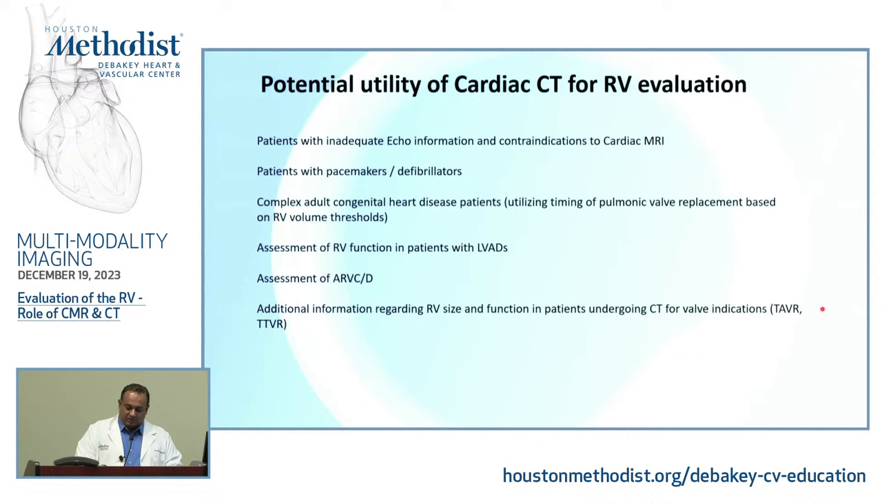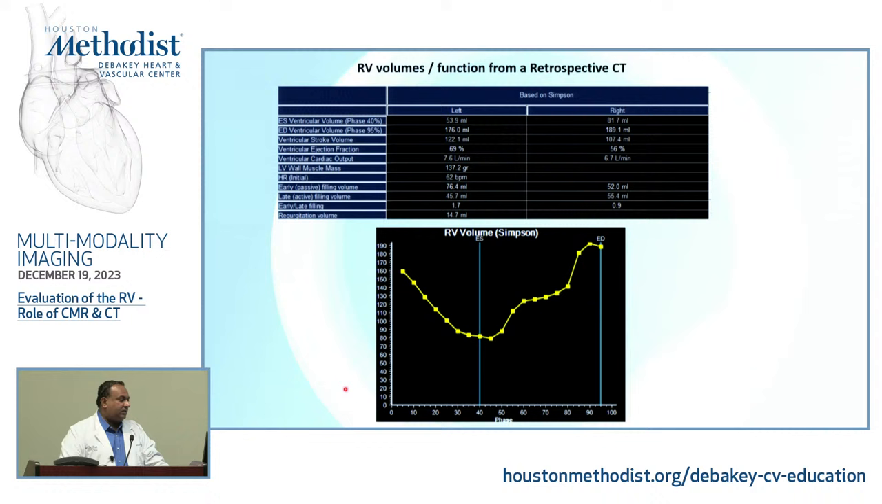Once you have acquired a retrospective acquisition for evaluation of RV and LV function, the software will generate these curves. These are the different phases of the cardiac cycle, and this is the volume of the right ventricle. Here's end systole, here's end diastole. And then both for the left ventricle and the right ventricle, it'll give you the volumes and the ejection fraction, and if you enter the BSA, the index, all that for you.